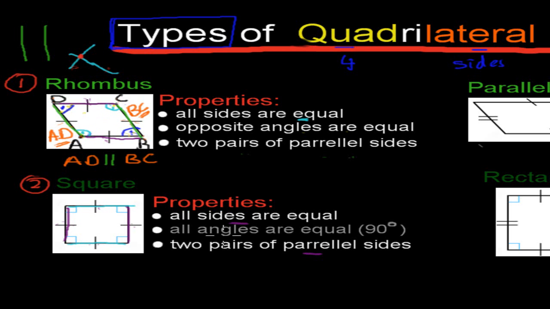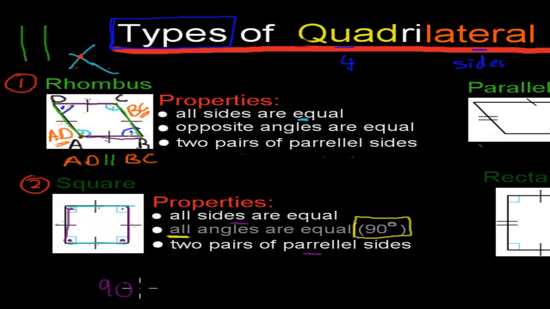But in a square, we have all angles being equal. So we've got all angles being equal, and each of these angles is 90 degrees. Remember, 90 degrees is a right angle. So 1 right angle, 2, 3, 4. Squares always have right angles.